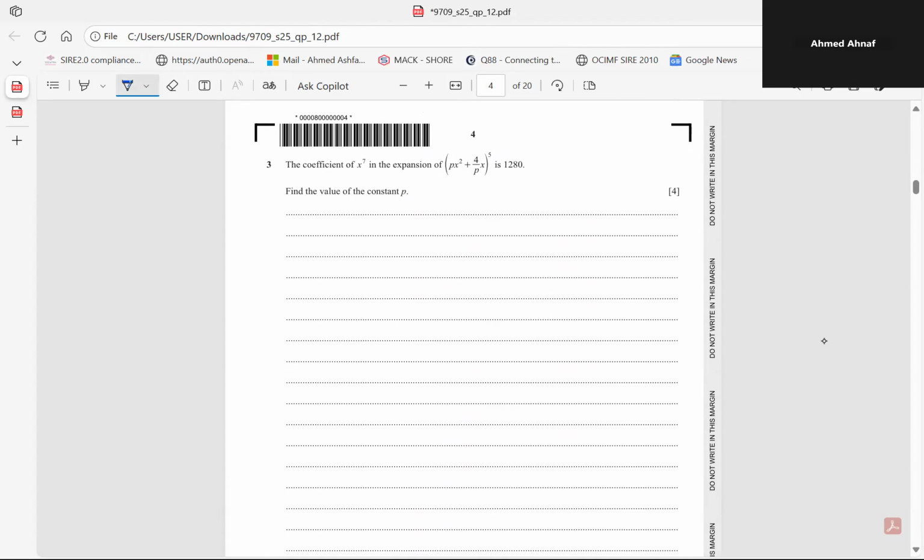Okay, so here we're told that the coefficient of x to the power 7 in the expansion of this binomial expansion is 12,080. And we're told to find the value of the constant p. Okay, so how do we do this? Let's write down the expression first.